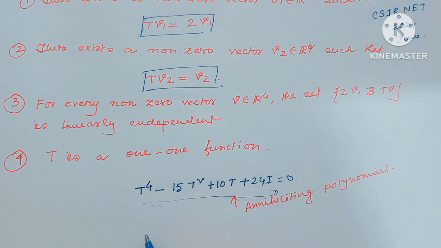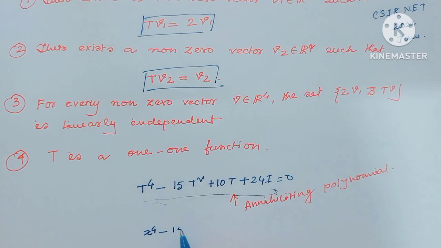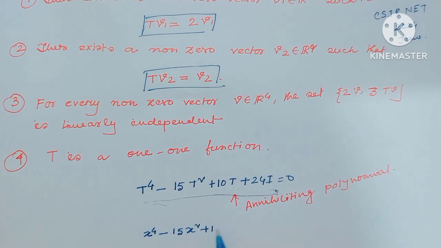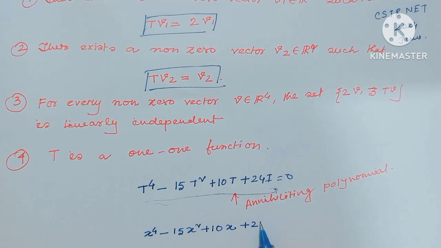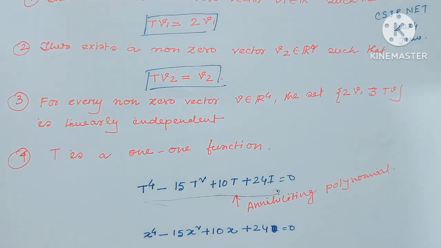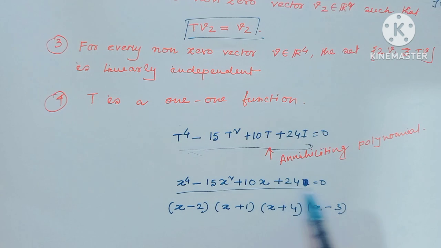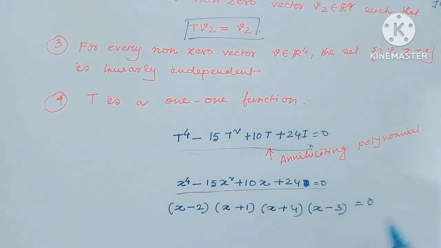Here the annihilating polynomial is x to the power 4 minus 15x square plus 10x plus 24 equal to 0. This is the annihilating polynomial. Then solve the equation. After solving this polynomial, you will get the polynomial in this form: x minus 2 times x plus 1 times x plus 4 times x minus 3 equal to 0.